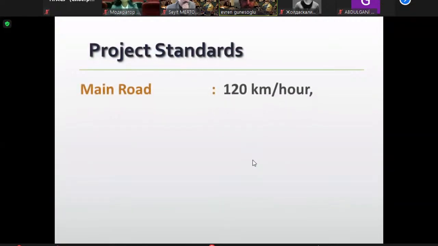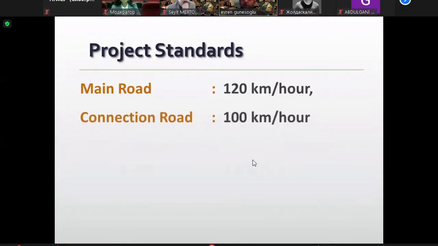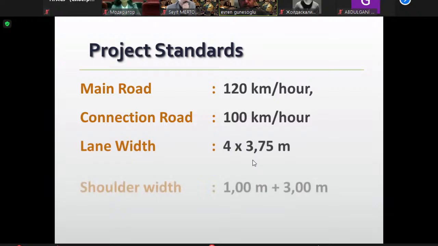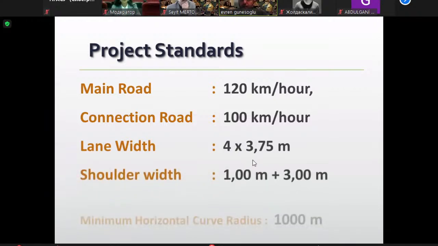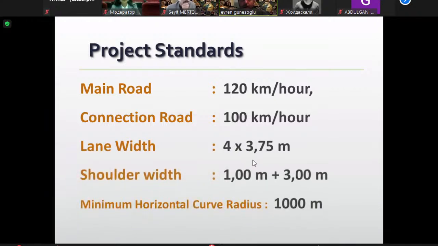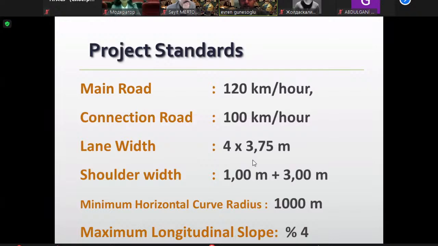In the project standards, the design speed of the main road is 120 km per hour, and the design speed of the connection road is 100 km per hour. The lane width is 3.75 meters, and the shoulder width is 1 meter for the inner one and 3 meters for the outer one. The minimum horizontal curve radius along the alignment is 1000 meters, and the maximum longitudinal slope is 4%.